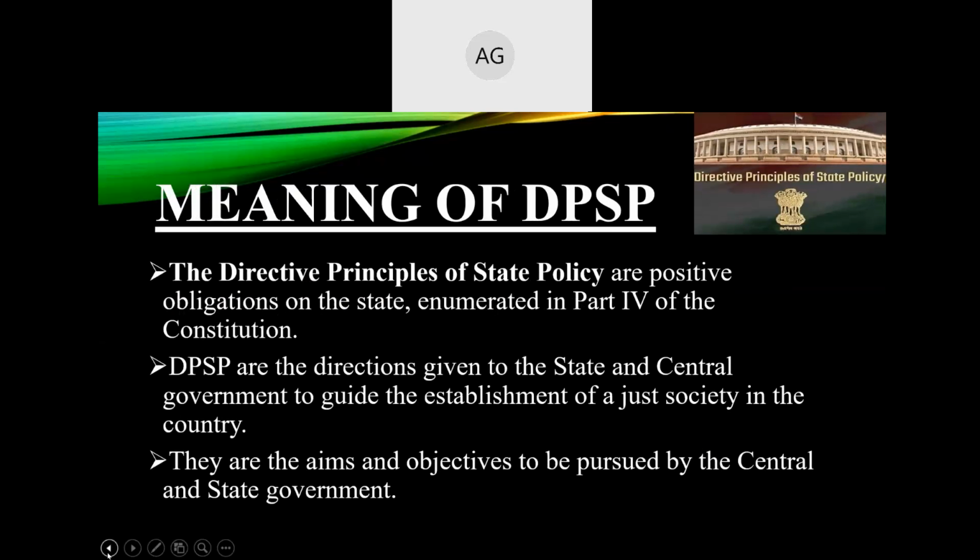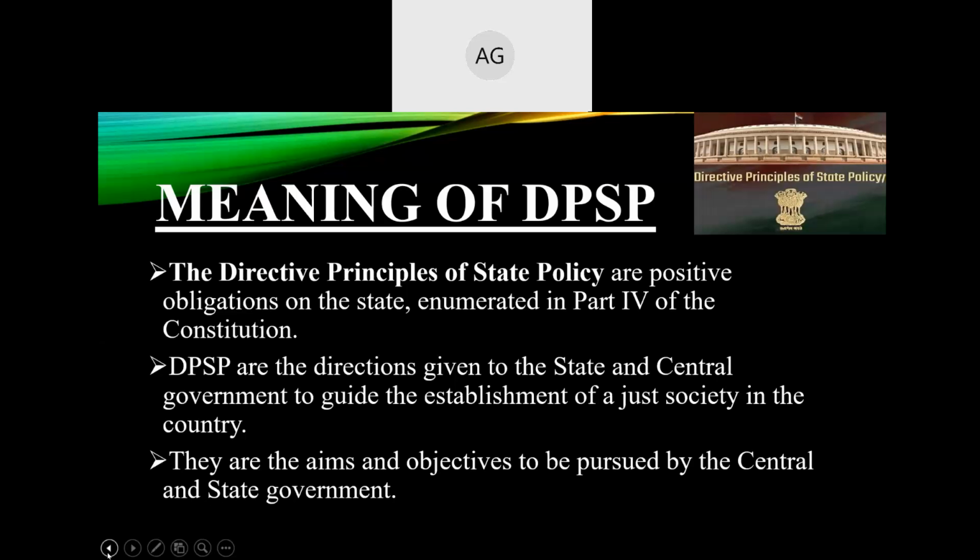Students, when I speak about DPSP, that stands for Directive Principles of State Policy, these are the directions, the guidelines, the aims, the objectives which are given to the state government. When I speak about the state government, it includes the state government as well as the central government, with a sole objective that there should be an establishment of a fair and just society.